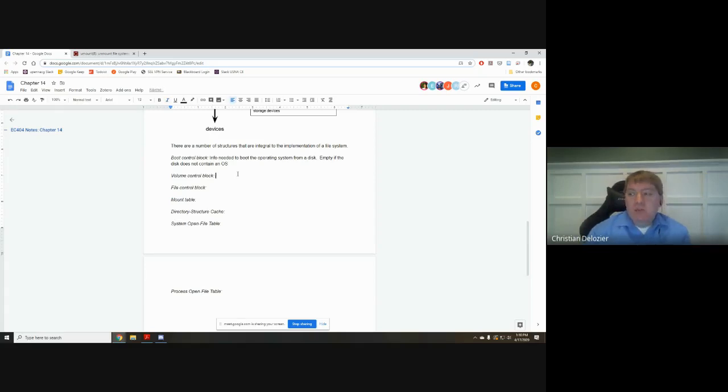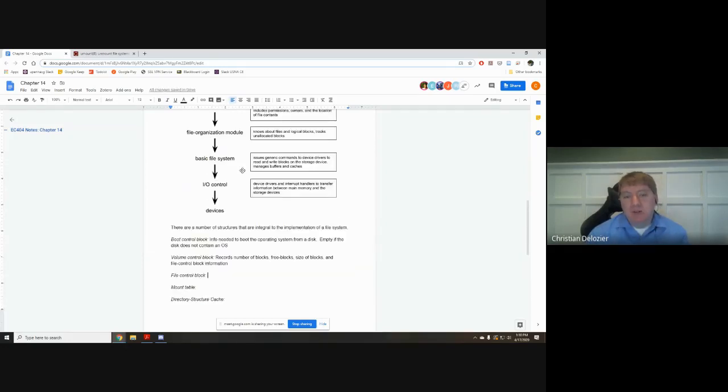We then have the volume control block. So this records number of blocks, number of free blocks, size of blocks, and file control block information. This is really just the block control block, essentially. It's just recording all of the information about the storage that we need to use as part of the sort of organization module here. This is all information that we would track sort of at that level of the system.